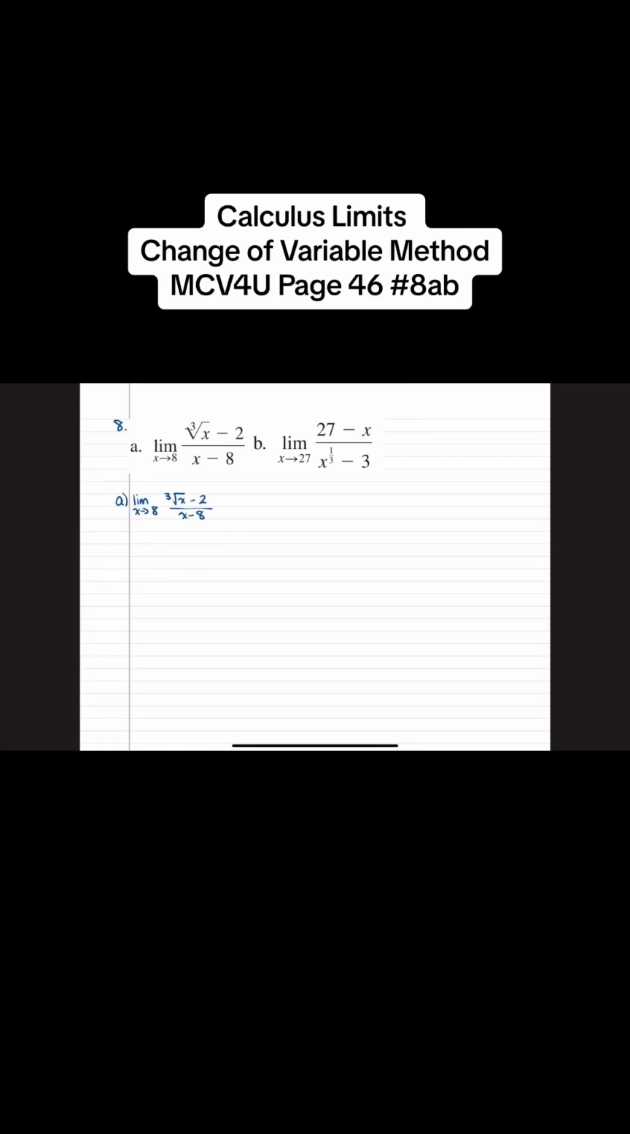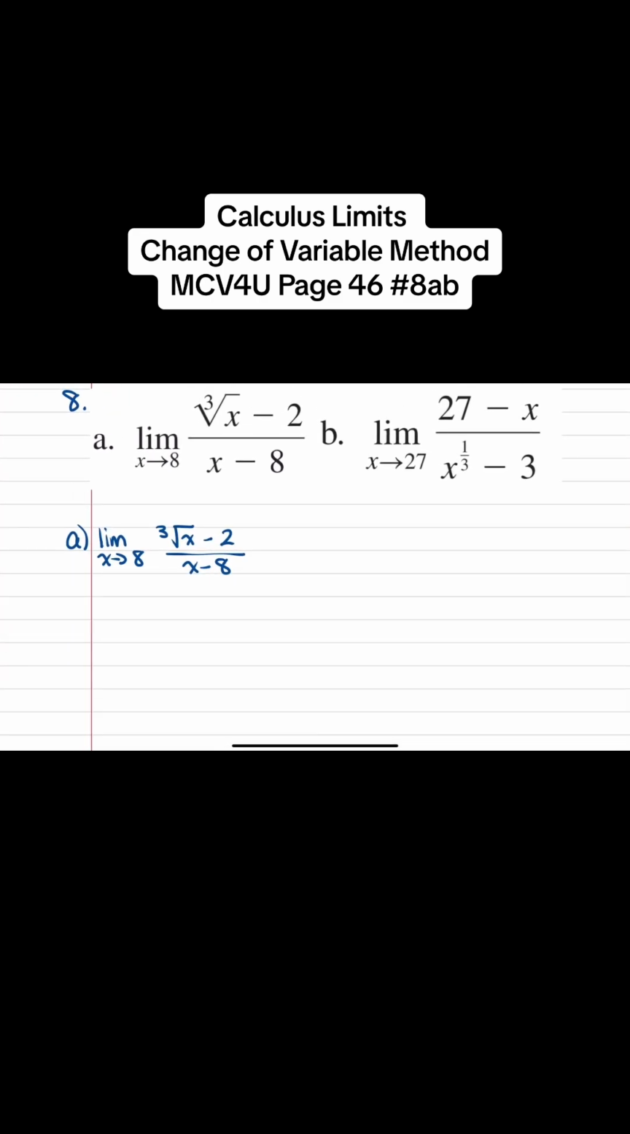This is a continuation of one of the questions I did in a previous video, which is from the Calculus and Vectors Nelson textbook. This is page number 46, question number 8, and today I'm going to do parts A and B. In another video, I will do parts C and E as well.